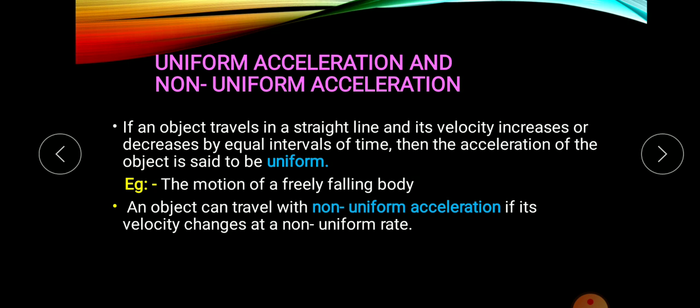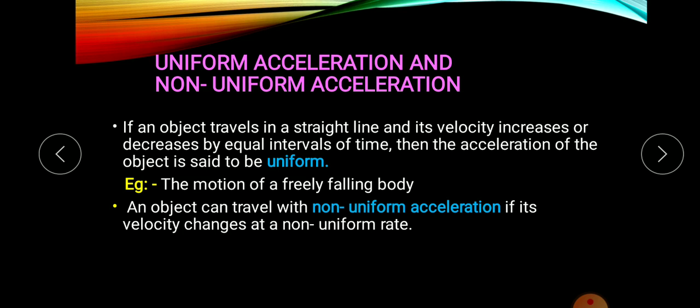Now we will discuss uniform acceleration and non-uniform acceleration. If an object travels in a straight line and its velocity increases or decreases by equal amounts in equal intervals of time. Here in the case of acceleration, there is a decrease also. We always talk about increase only, but in this case we will discuss decrease because there is negative acceleration also. So we can define this as: if an object travels in a straight line and its velocity increases or decreases by equal amounts in equal intervals of time, then the acceleration of the object is said to be uniform acceleration. For example, the motion of a freely falling body.